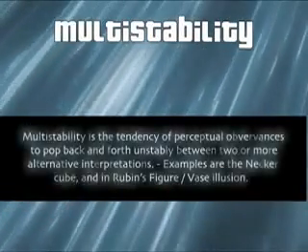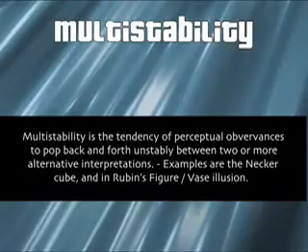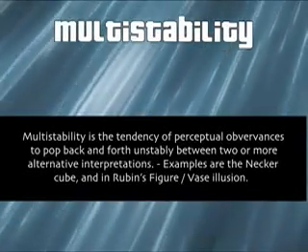Multistability is the tendency of perceptual observances to pop back and forth unstably between two or more alternative interpretations. This is seen, for example, in a Necker cube and in Rubin's figure vase illusion.